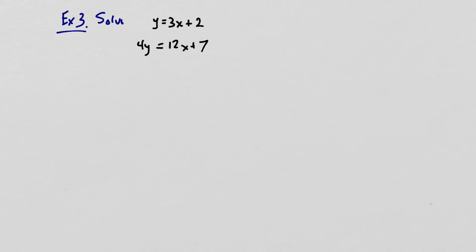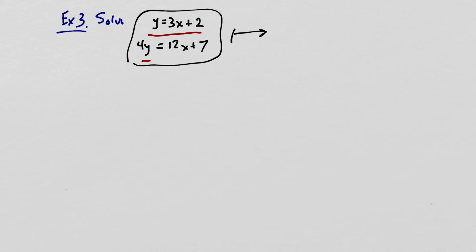Again, we're going to solve the following linear system. We already have one of our equations written in terms of y, so let's replace the y in our second equation with 3x plus 2. Nothing changes with equation number 1, this is still y equals 3x plus 2, but equation number 2 is going to become 4 times 3x plus 2 is equal to 12x plus 7.